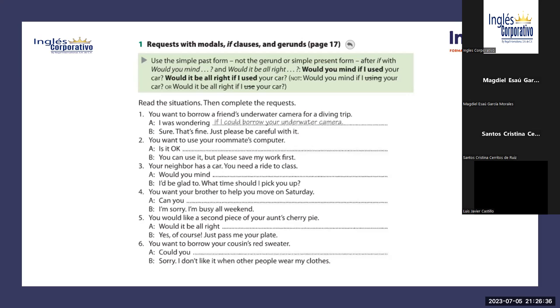Is it okay, the number two? Josué. Number two? Is it okay if I use your roommate's computer? Sería. Okay. Sorry. Is it okay if you use? Yeah, aquí tenemos que, como por ejemplo, tú quieres usar la computadora, más bien. Entonces usted va a preguntar, está bien si utilizo. Ajá, como poniéndose como en un roleplay. Ah, okay.